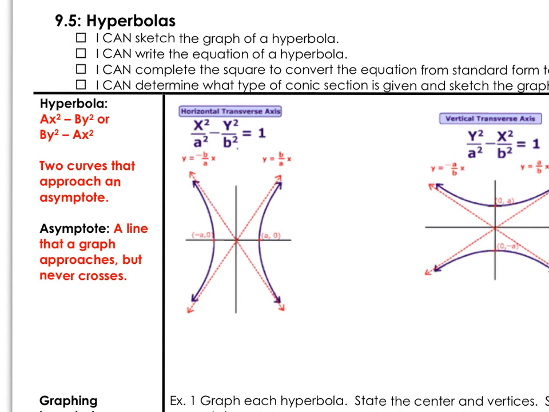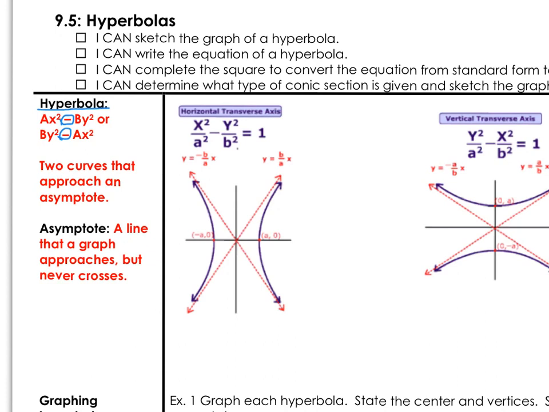Our final lesson in Chapter 9 is 9.5, hyperbolas. A hyperbola is a unique type of conic section recognizable in your equation because it uses subtraction. So between the x squared and y squared terms, we have a subtraction sign.